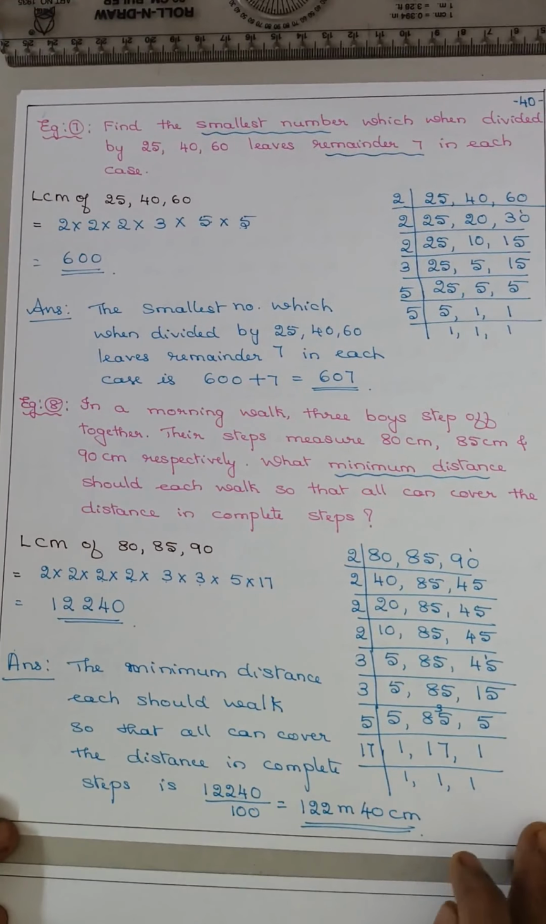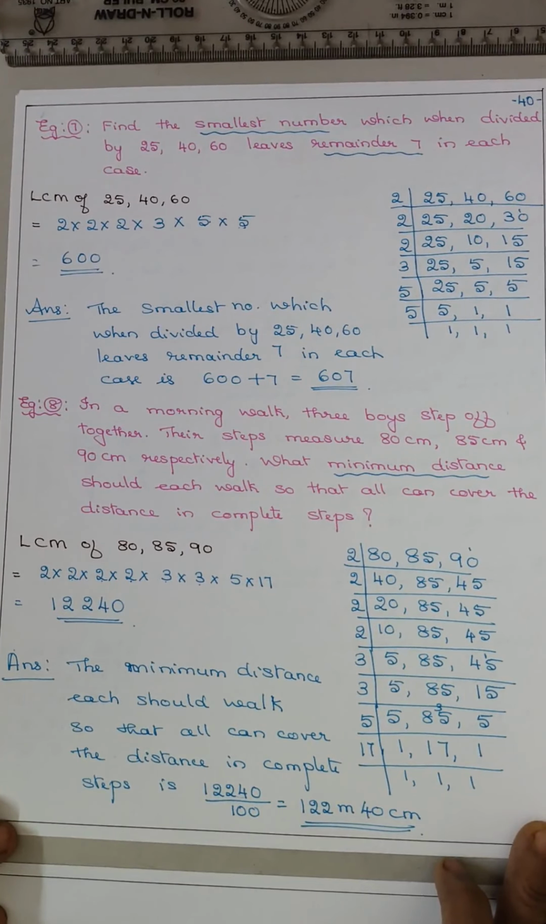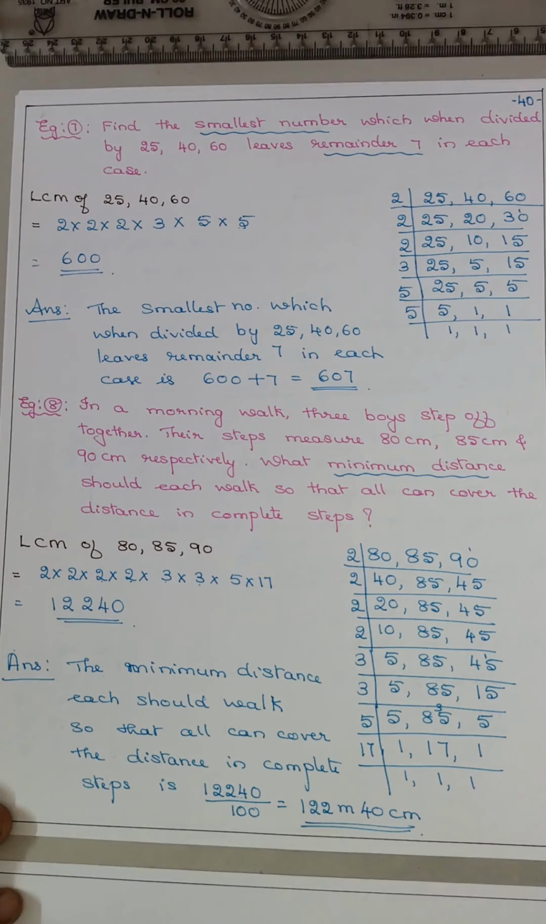So these are the examples for the LCM. Hope everyone understood. It's comparatively easy, isn't it?